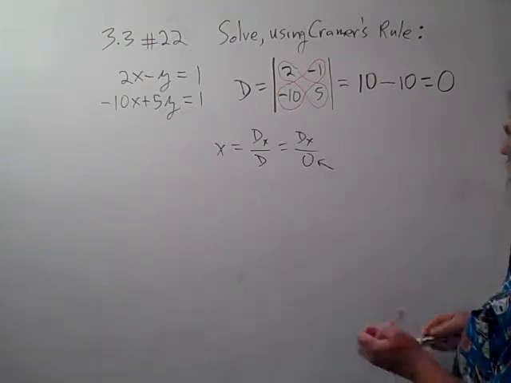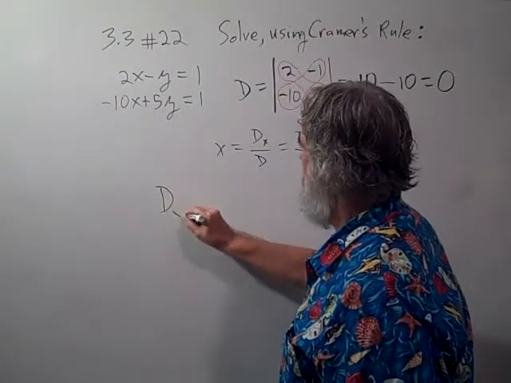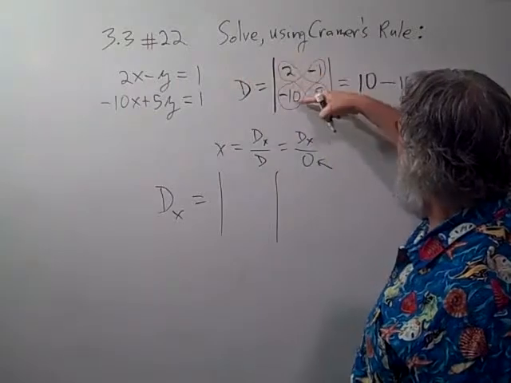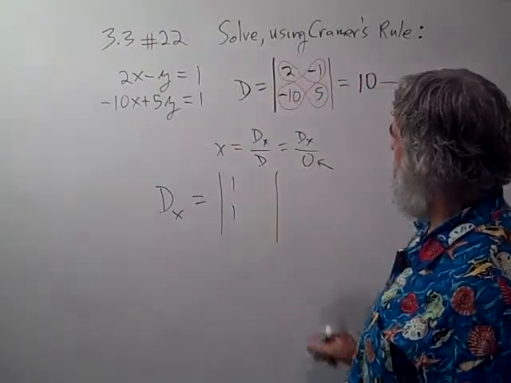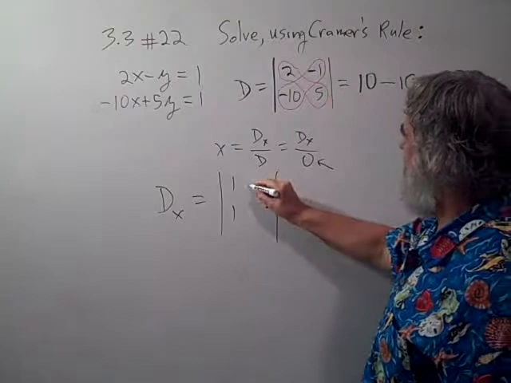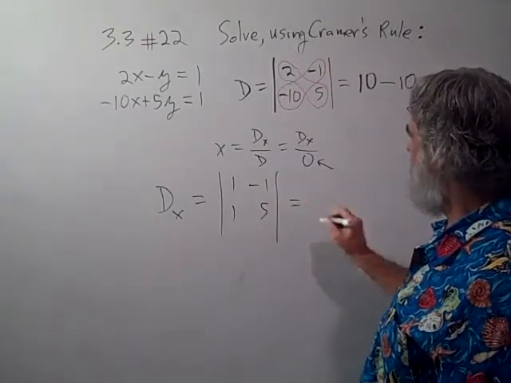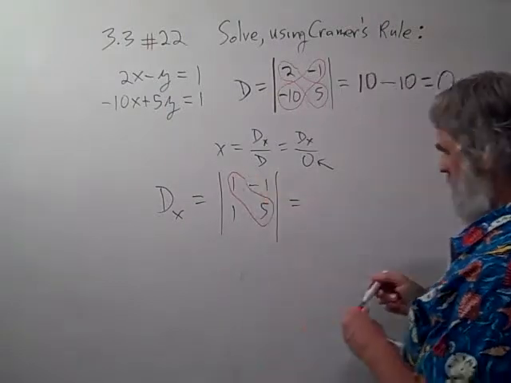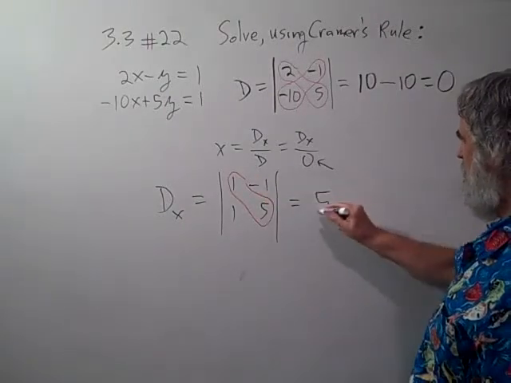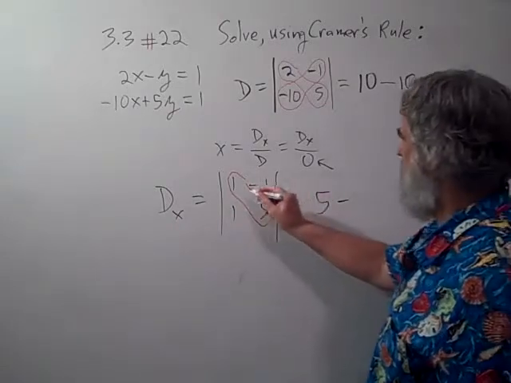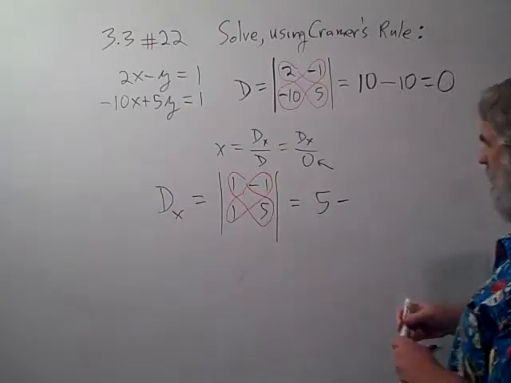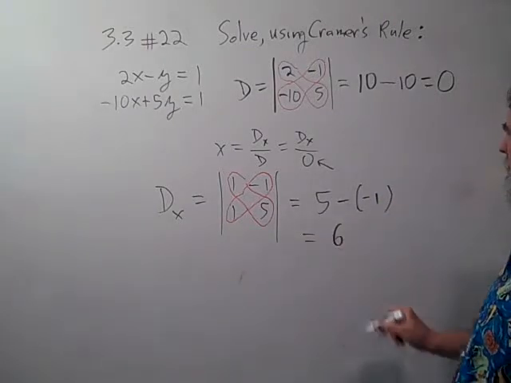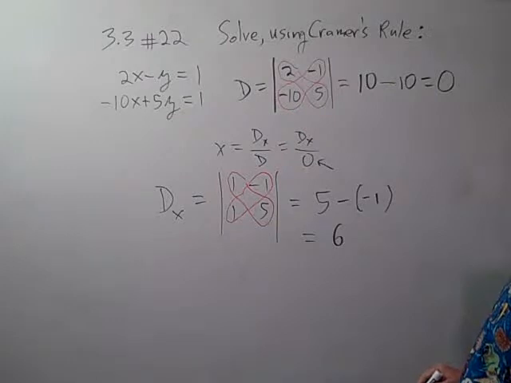So let's look at d sub x, and we'll know what the situation is here. So d sub x is the same matrix, but we're replacing the x column with 1, 1, the stuff on the right side of the equal sign. The y column will remain the same, negative 1 and 5. So this gives us 1 times 5 is 5, minus the product of the other numbers. 1 times negative 1 is negative 1. So we're subtracting a negative 1, which really means adding 1. So d sub x is equal to 6.